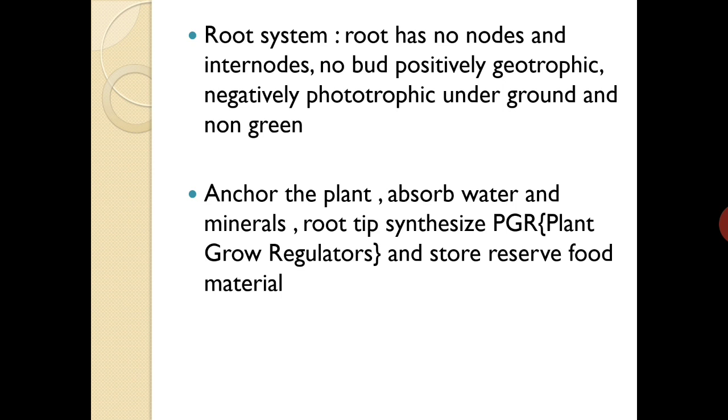The root tip, the marginal region of the root, is responsible for synthesizing a hormone known as PGR, plant growth regulator. It is also sometimes responsible for storing reserve food materials. Food formed with the help of photosynthesis may be stored in this area, and at that time the root system is also known as the storehouse of reserve food material.